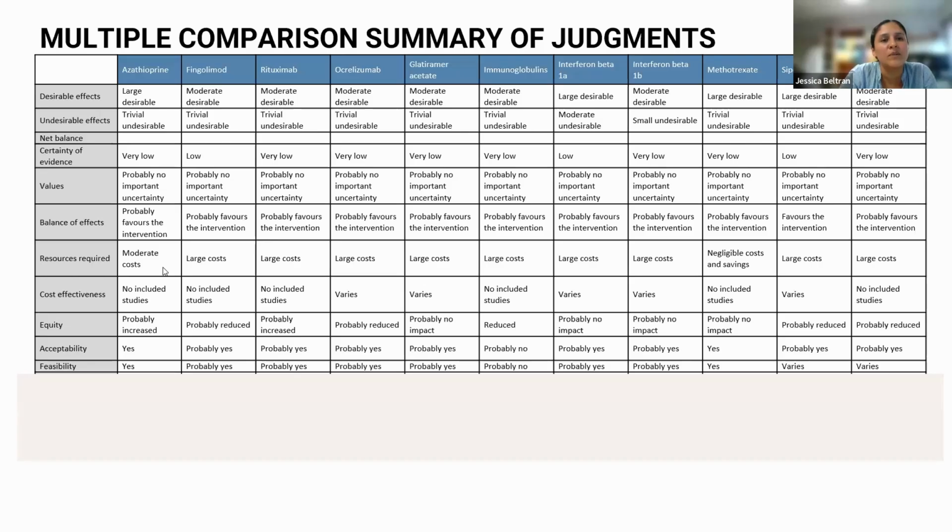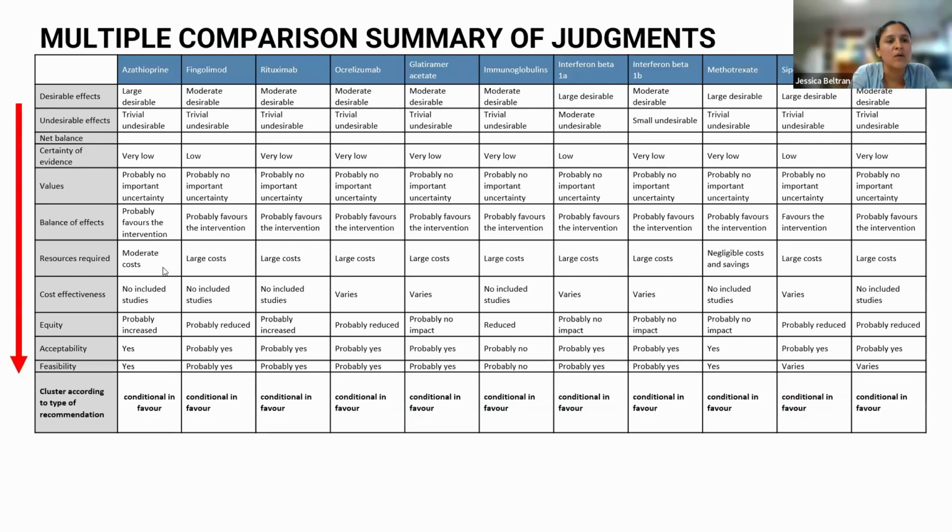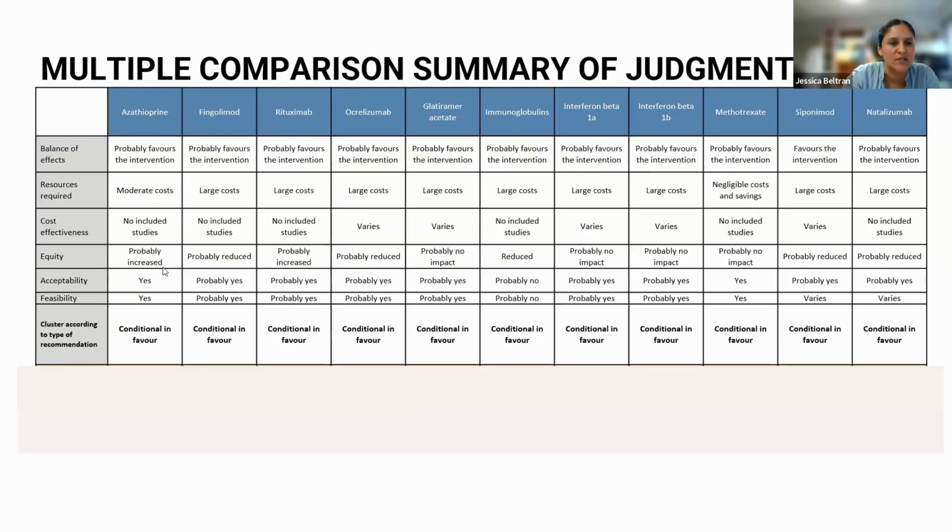Then we have the multiple comparison summary of judgments. Here, as you can see, we have in the first column all the domains that have been judged by the panel for each of the interventions in the following columns. This helps us to do a judgment about which type of recommendations will be given for each of the interventions. Here in this case, we see that they are all conditional in favor, but as we know, this can be strong or conditional in favor or against, right? The thing is that with this first categorization, we can make clusters and then our recommendations will follow these clusters.